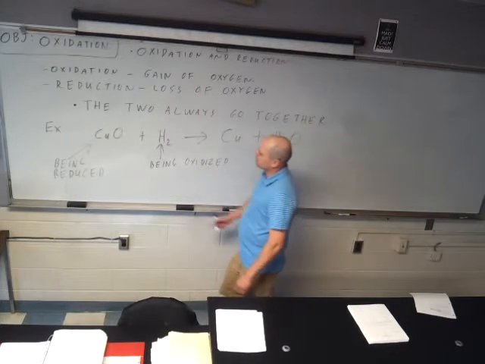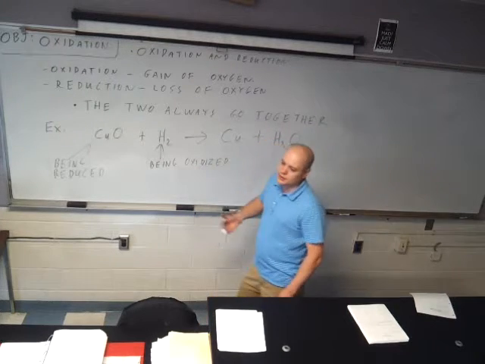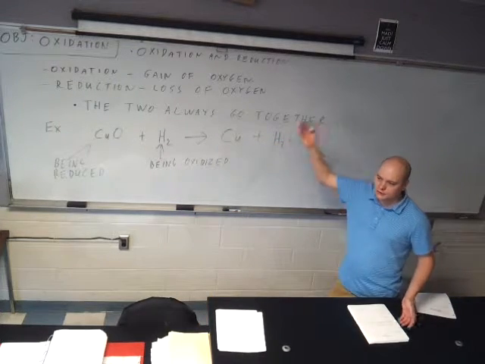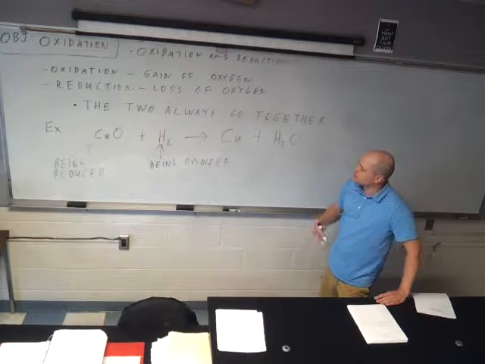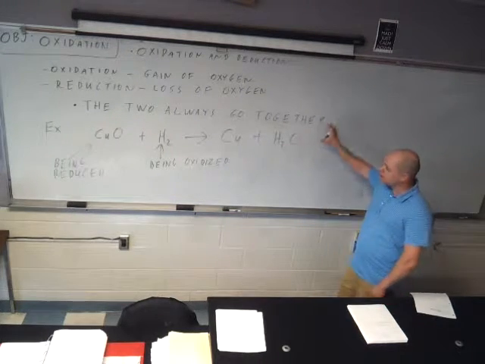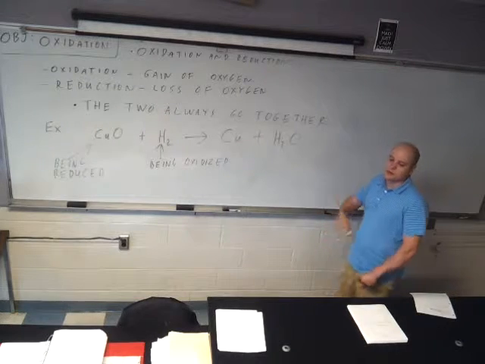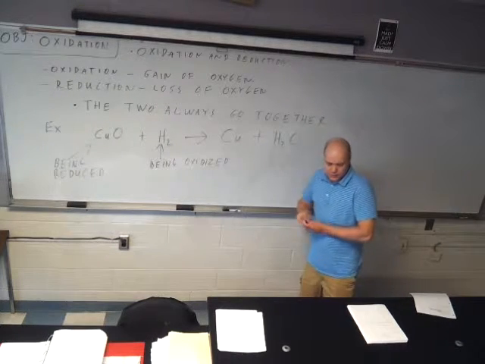Now, oxidation can occur with other things. It could have been like fluorine or some other anion, but since oxygen is so common on Earth, it's all over the place, and that's what we talk about, right? If you're somewhere else, you might have called it fluoridation or something. But this is all I want you to get. What's being oxidized, what's being reduced. And then tomorrow we'll talk more about oxidation numbers and other stuff.